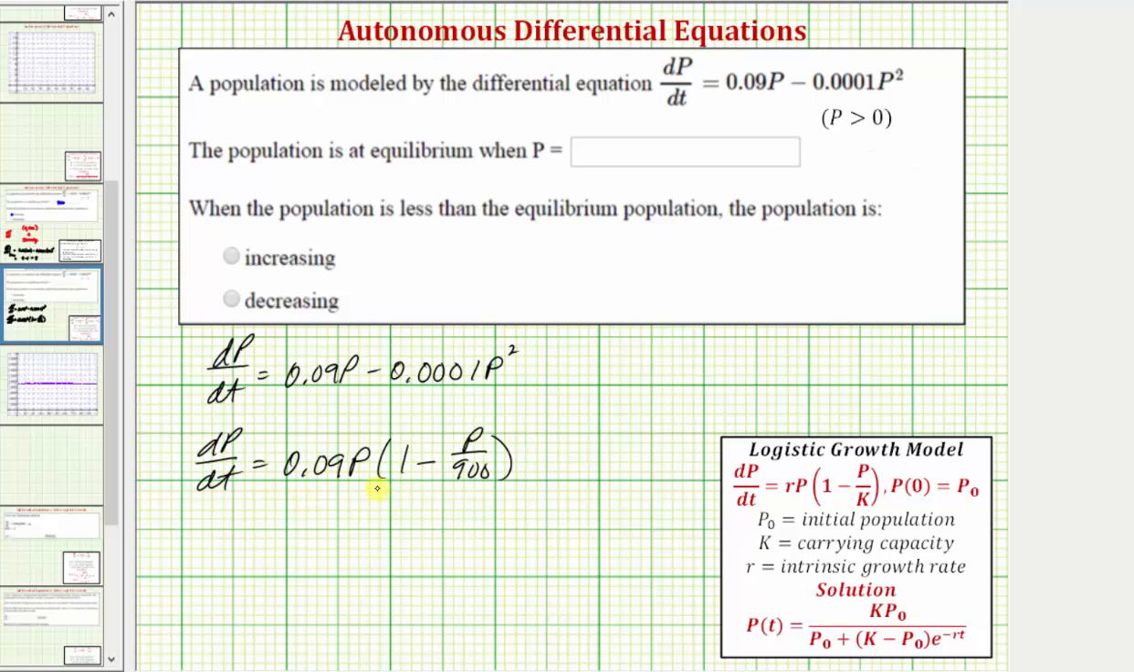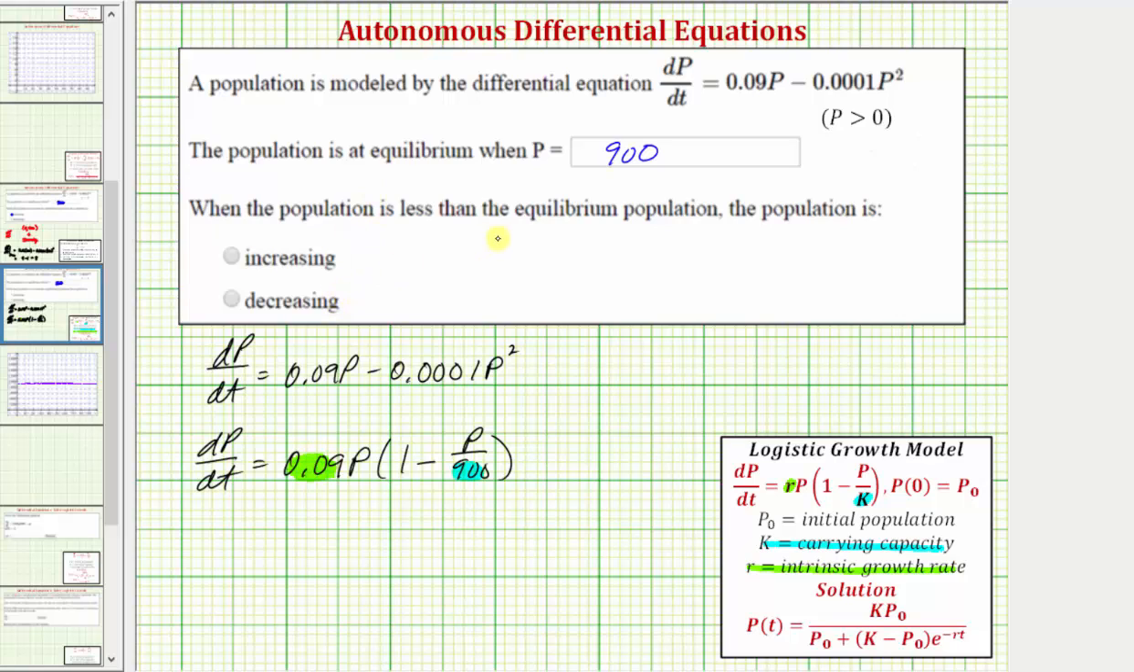Notice how now the differential equation is in the form shown here for the logistic growth model. And notice how once it's in this form, we can easily identify K, the carrying capacity, is equal to 900, which is also the equilibrium population. And this question doesn't ask, but r, the intrinsic growth rate, which again would be the growth rate minus any constraint, would be equal to 9%.